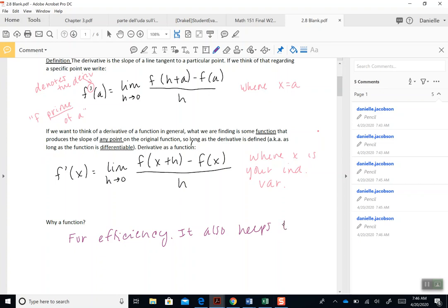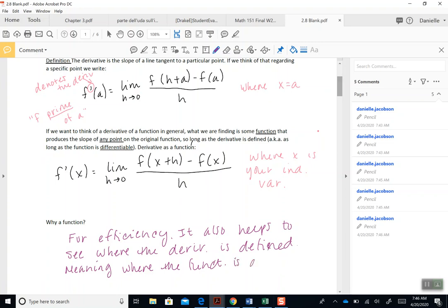So it also helps to see where the derivative is defined. A little bit more vocab here. That just means where the function is differentiable. So where the derivative is defined, we say it's differentiable.